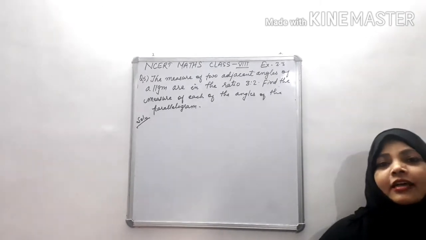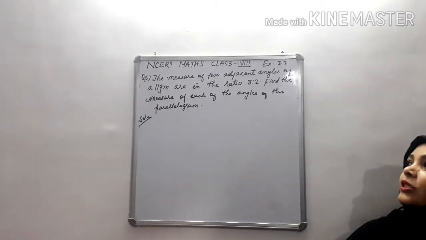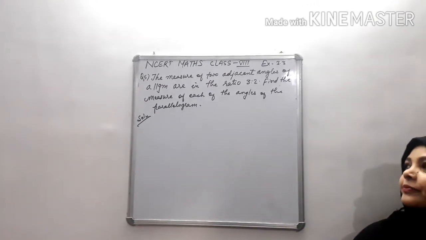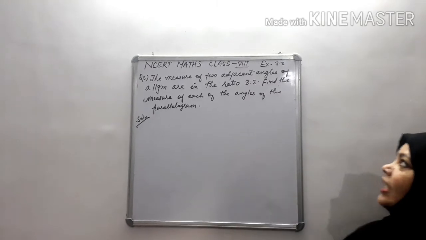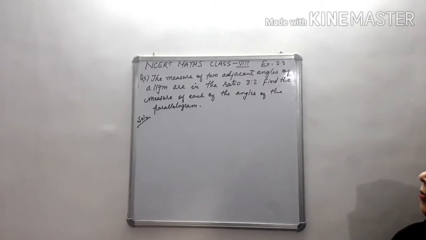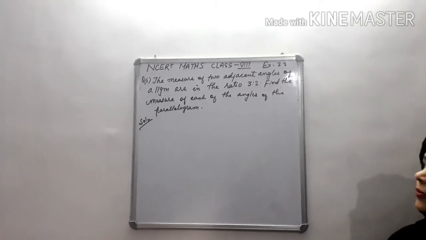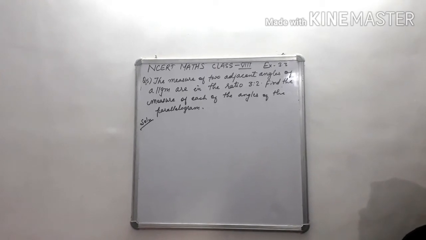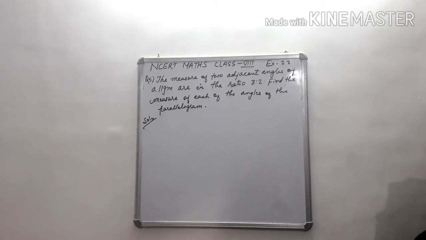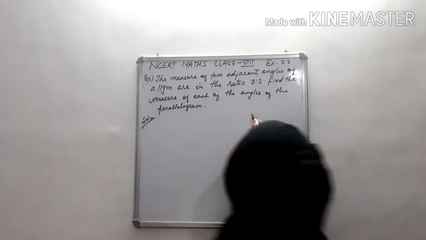Class 8, exercise 3.3. Today I am just going to teach you question number 5. So let's see. Here it is telling the measure of two adjacent angles of a parallelogram are in the ratio 3:2. Find the measure of each of the angles of the parallelogram. Suppose that this is a parallelogram.